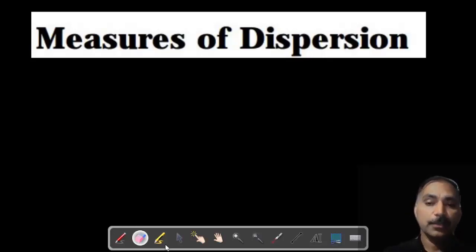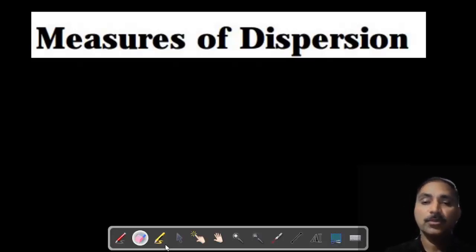That particular point is majority of time is mean. We can find out the dispersion from the median also. We can find out the dispersion from mode also. We can find out the dispersion from mean, median, mode or a particular point.